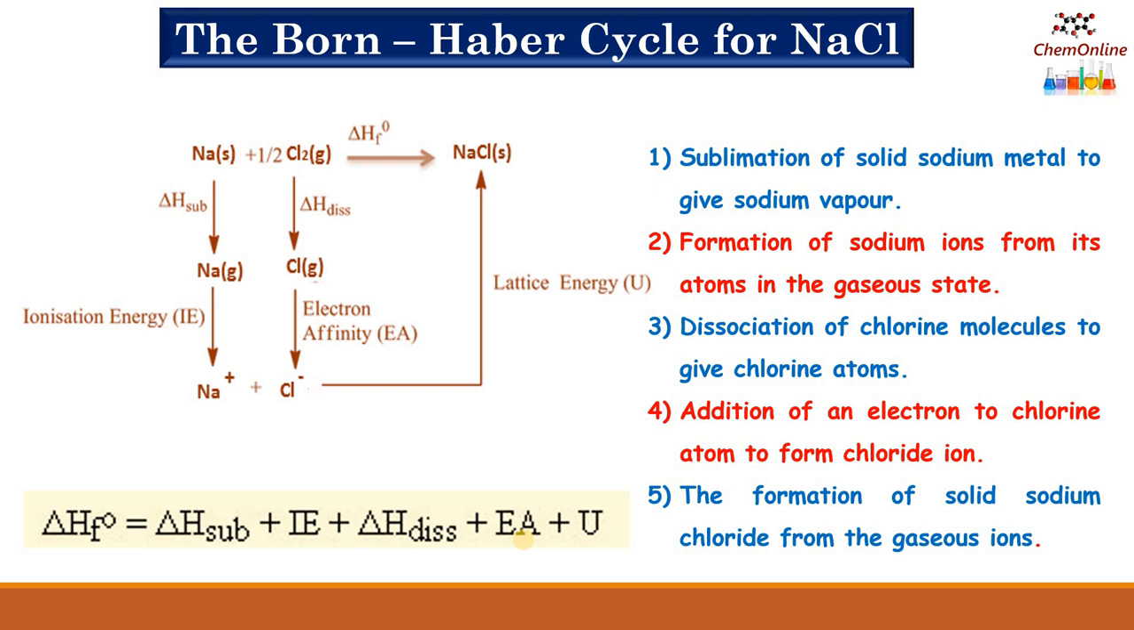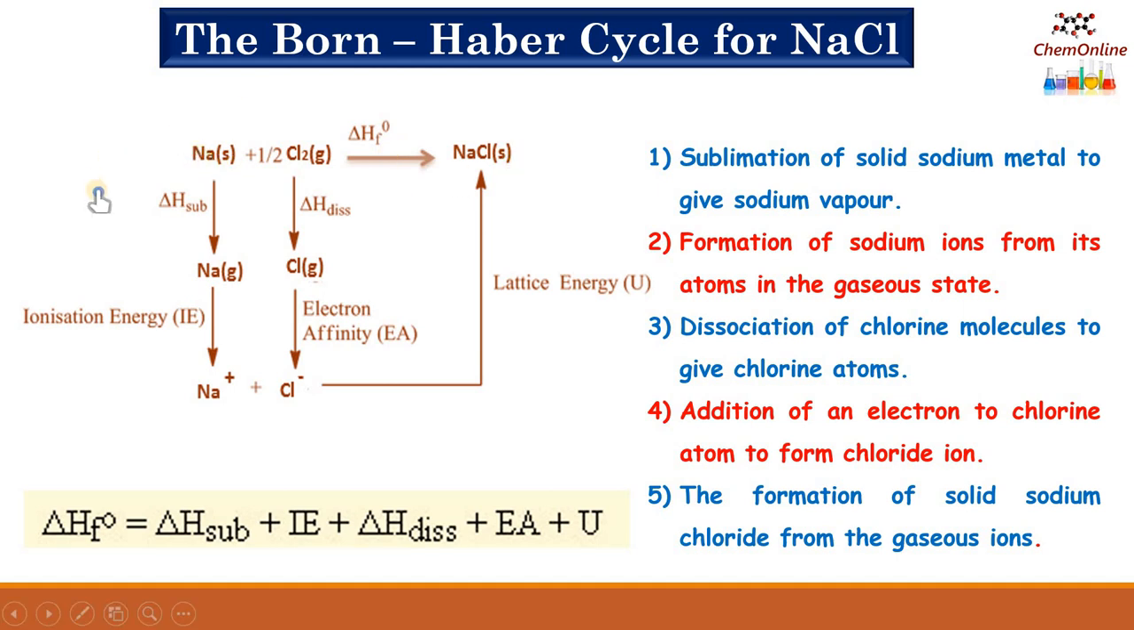To understand more about Born-Haber cycle, let us consider the formation of sodium chloride. So here you can see the Born-Haber cycle for sodium chloride. Consider the formation of sodium chloride from sodium and chlorine. Sodium in solid state plus chlorine gas will combine to form sodium chloride, and delta HF naught represents the enthalpy of formation of sodium chloride.